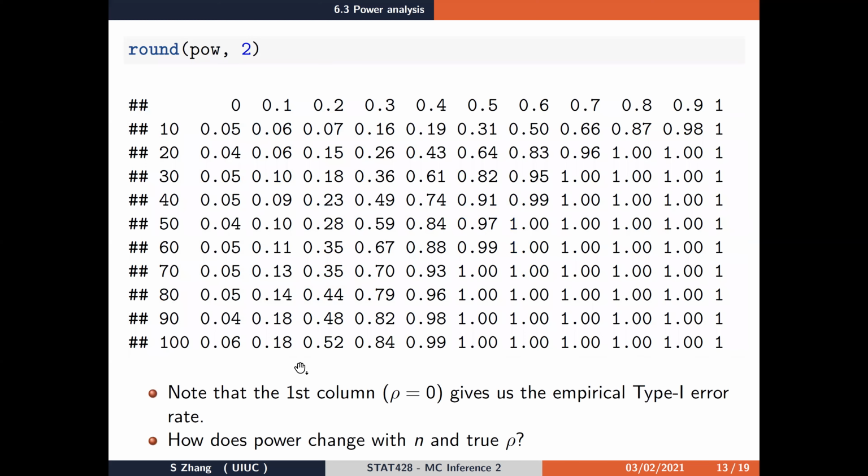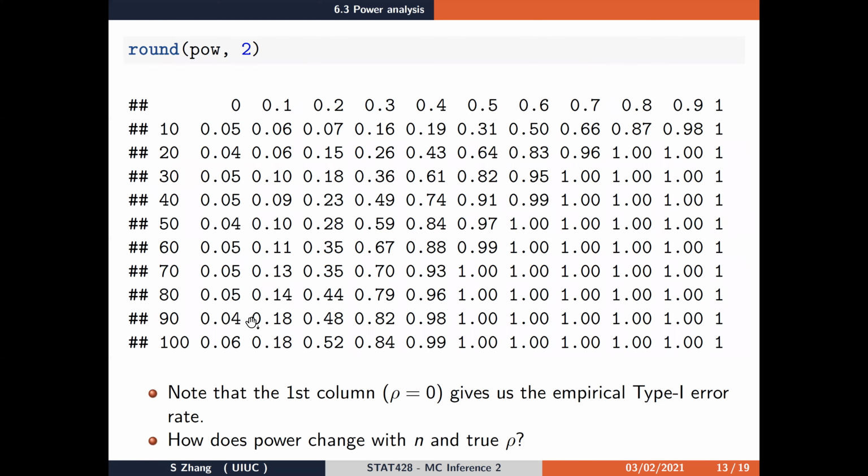Okay, so let's look at the results. Here is the power matrix, rounded to 2 digits. Each column represents a possible rho level, which is where our x and y's are generated, so the underlying true correlation between x and y. This ranges from 0 to 1. Each row is a sample size condition ranging from 10 to 100.